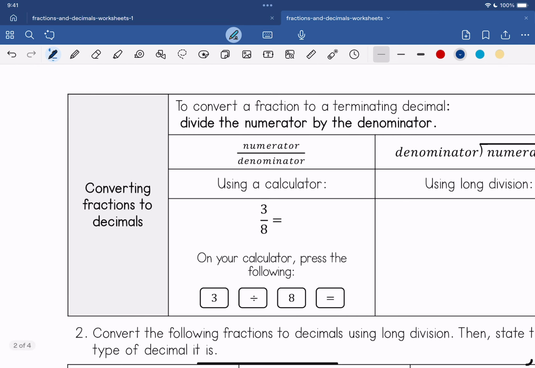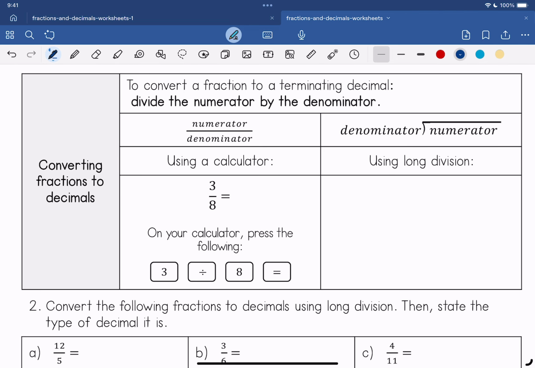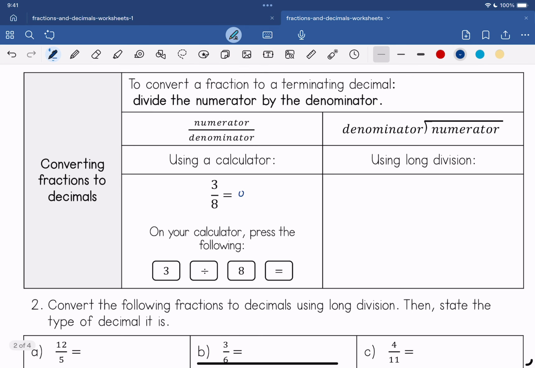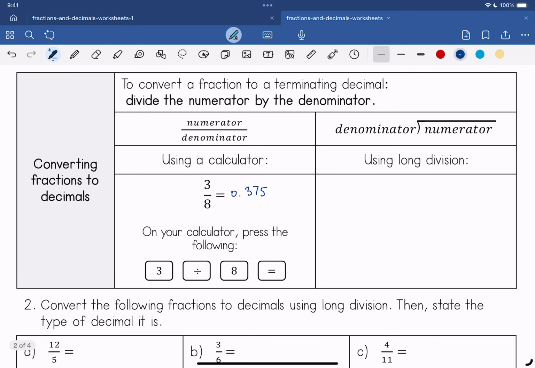So how do we convert fractions to decimals? To convert a fraction to a terminating decimal, divide the numerator by the denominator. So if your question says using a calculator, you can put into the calculator 3 divided by 8, and you're going to get 0.375.